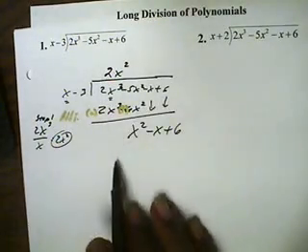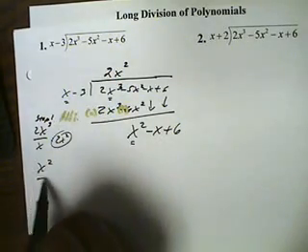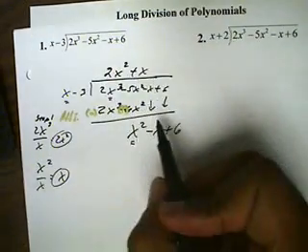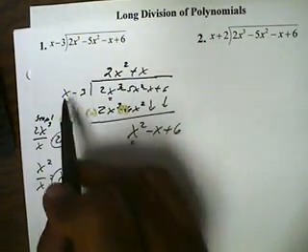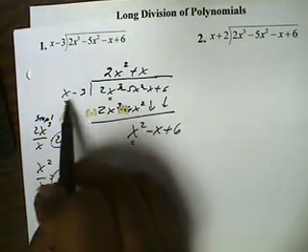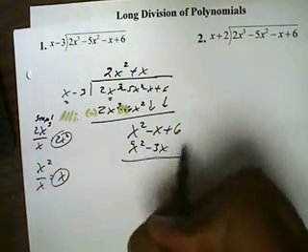Next, we start the whole process over again. So x squared divided by the first term x gives me x. This is my next term, a positive x. My second step is to multiply this x by my divisor, and we'll get x squared minus 3x.